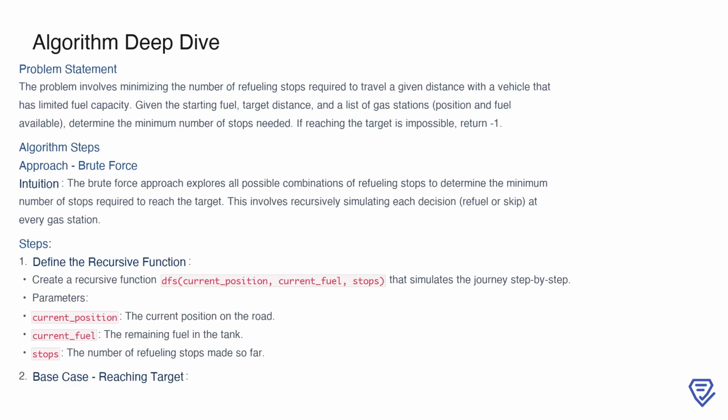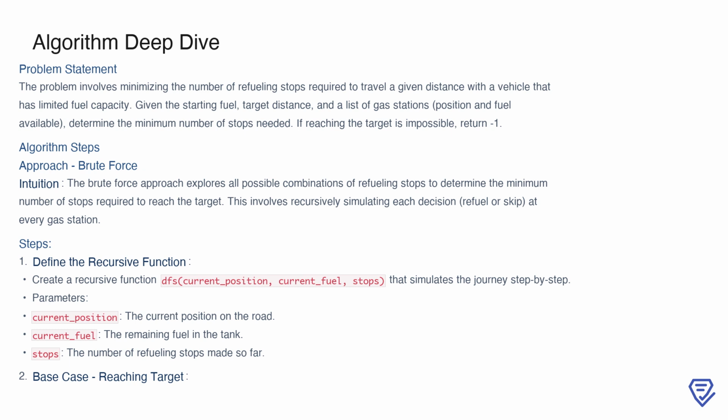This problem challenges us to determine the minimum number of refueling stops required to reach a target distance with a vehicle that has limited fuel capacity. We're given the starting amount of fuel, the target distance, and a list of gas stations, each with their position and available fuel. If it's impossible to reach the target, we should return -1.